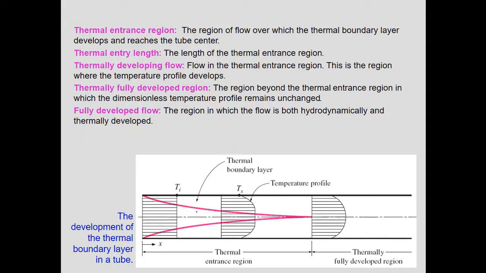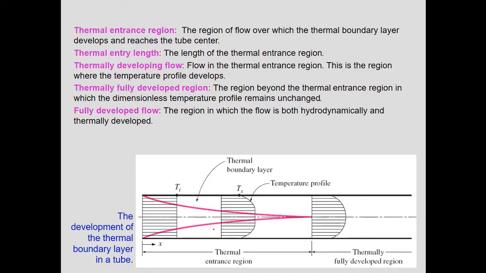So again, we have different regions for this. Thermal entrance region is the region of flow over which the thermal boundary layer develops and reaches the tube center. All of this is the thermal entrance region. All of these figures you can see here. Thermal entry length is the length of the thermal entrance region. This one is the thermal entrance region up to here, when the temperature profile is changing and is not fully developed.